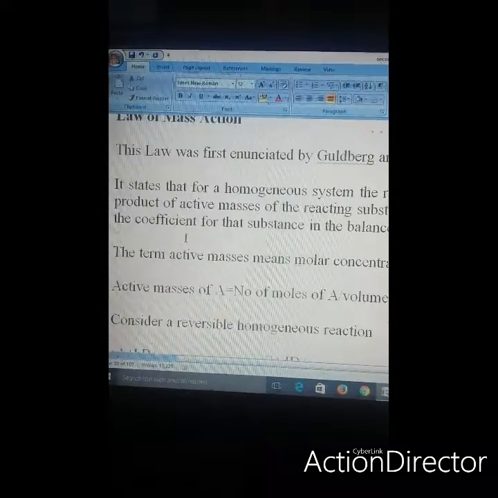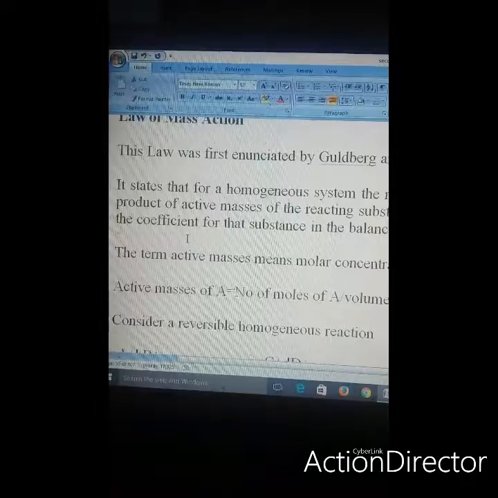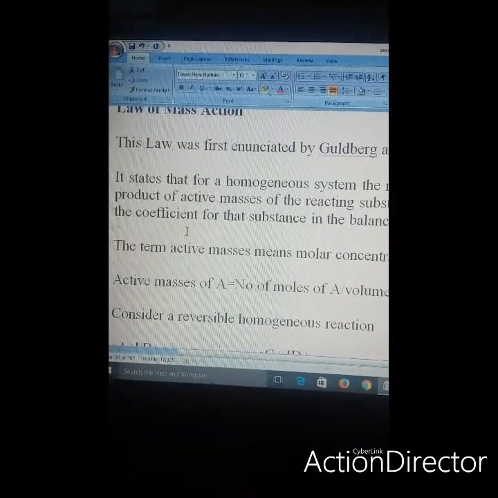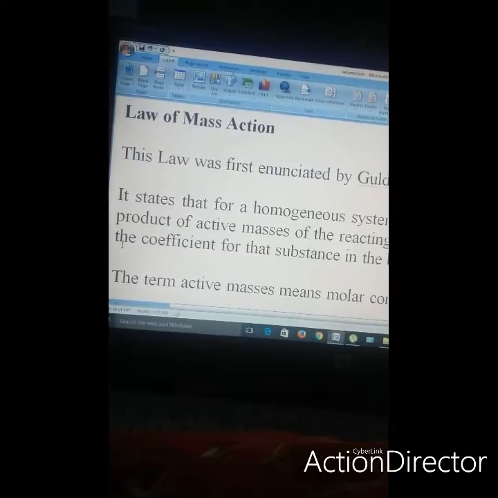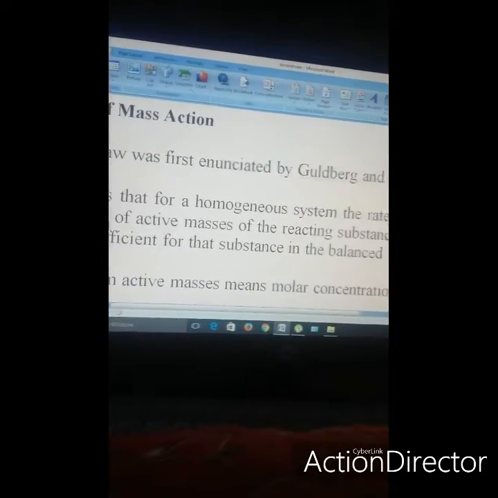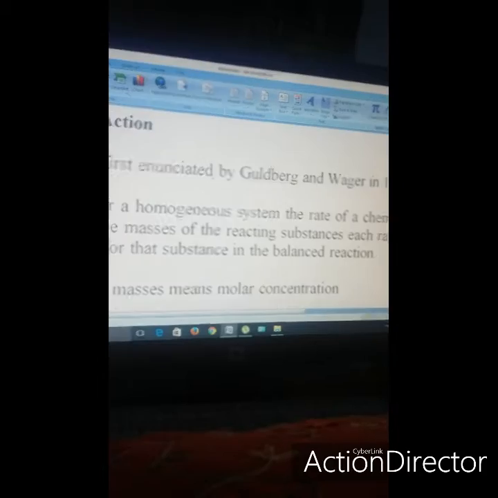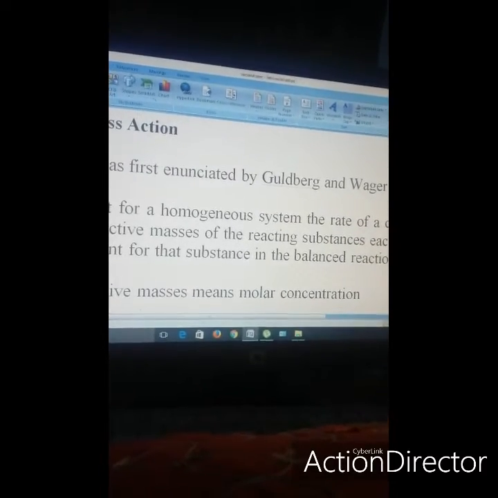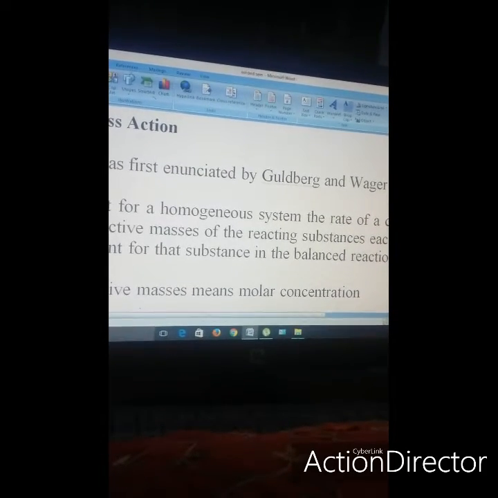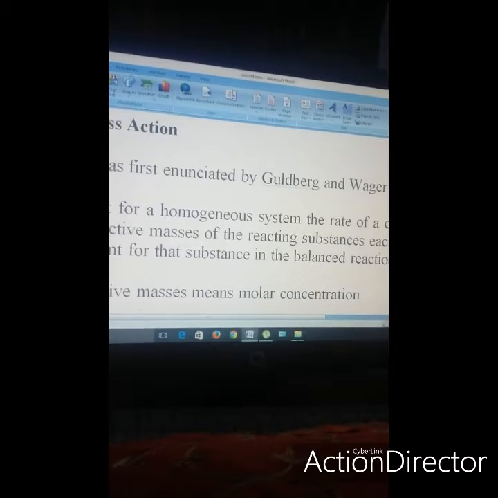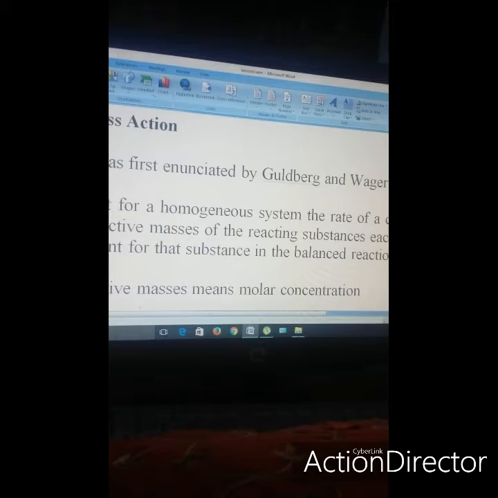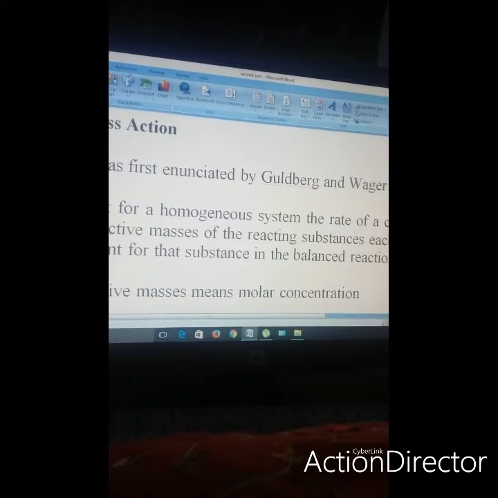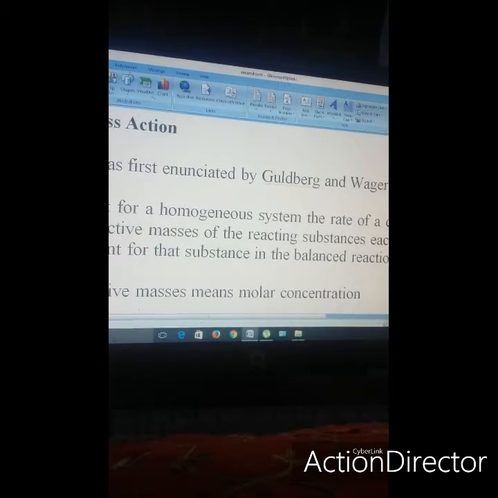Now let us talk about the law of mass action, which was initiated by Guldberg and Waage in 1864. According to this law, the rate at which a substance reacts is proportional to its active mass, and the rate of a chemical reaction is proportional to the product of active masses of the reacting species.